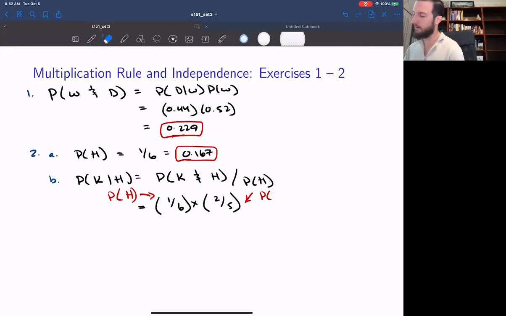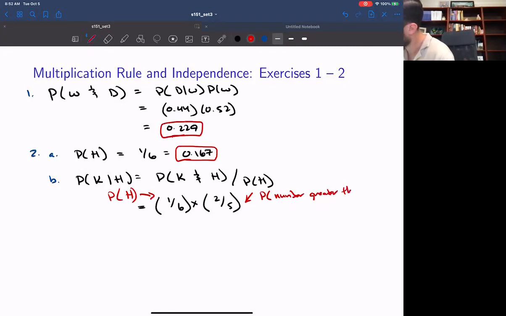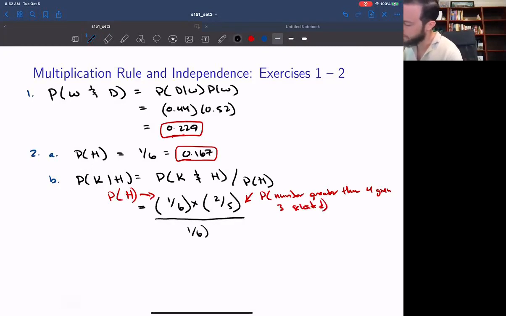I mean, technically this is given H, which is going to be confusing. So I'm just going to write this as probability number greater than 4 given 3 selected, which is still the same thing. Okay, and then we're going to divide by P of H. Well, actually, you can see how this works out, and this gives us 2 over 5, which is 0.4.